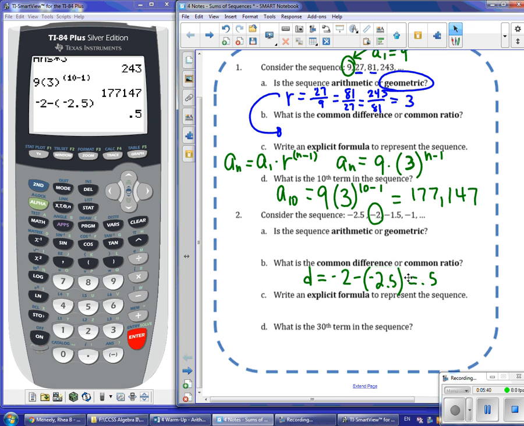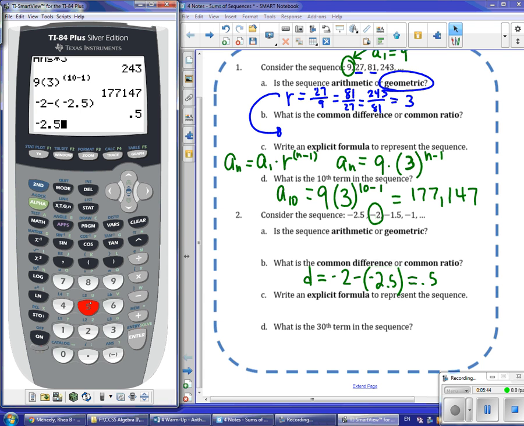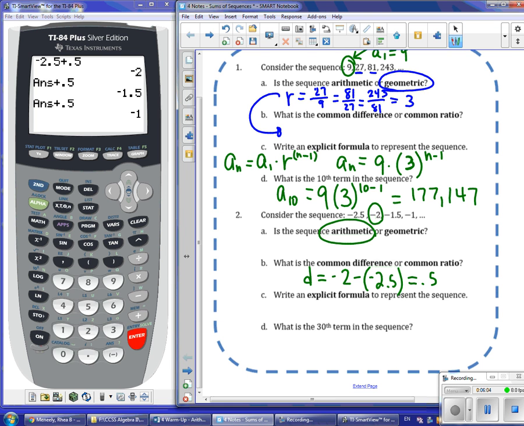And I can check that if I start my sequence with -2.5, and if I add 0.5, that gives me -2. And if I add 0.5 again, that gives me -1.5. And if I press enter again, it'll add another 0.5, and I can see that I'm constantly adding 0.5, so this is in fact an arithmetic sequence, and with a common difference of 0.5.